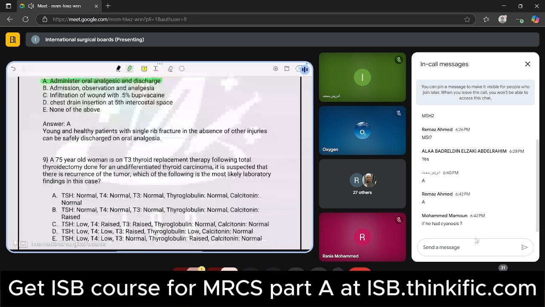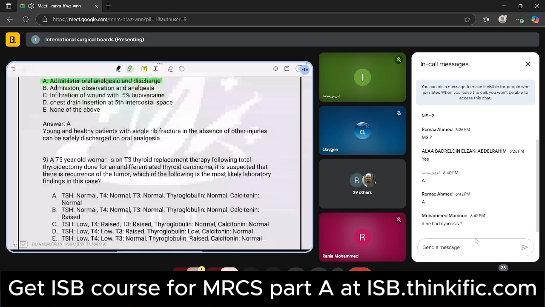So Dr. Ma'moon in the previous question said, what if he has a diagnosis, he has some kind of complication, like tension pneumothorax or pulmonary contusion, that leads to respiratory failure, if the patient has cyanosis, for example, right? So it means that this patient definitely cannot be discharged. Is that right?